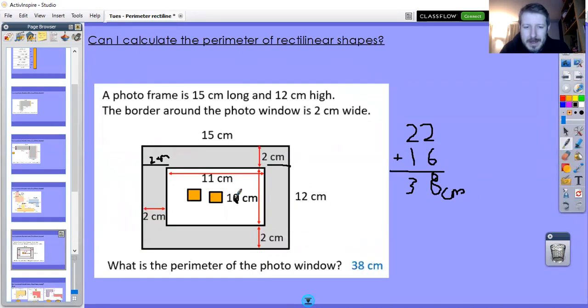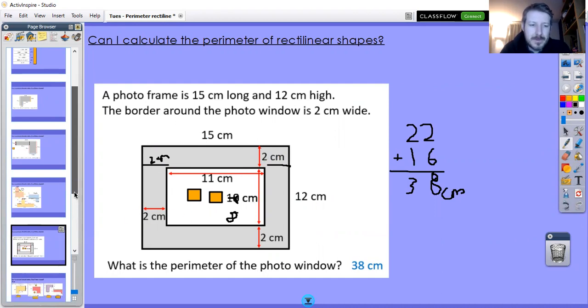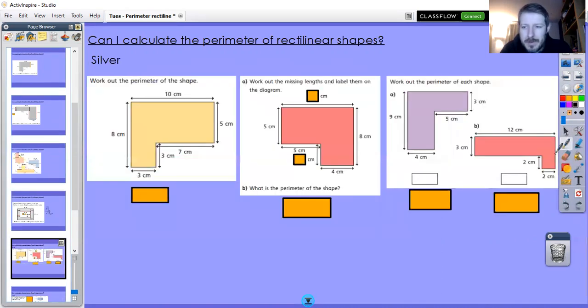So that should be 8 centimeters there. There we go, 8 centimeters. I think it was, you take away the 2 to get 10, and then you take away the other 2 to get 8. So altogether, the perimeter of this photo window, this bit in here, will be 38 centimeters. And we get there using the information we already had. All right, your turn to have a go.